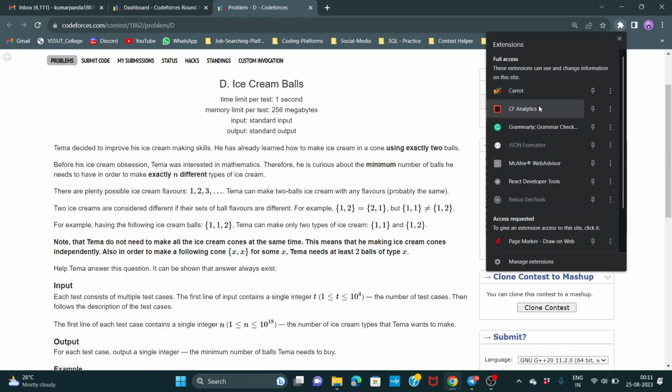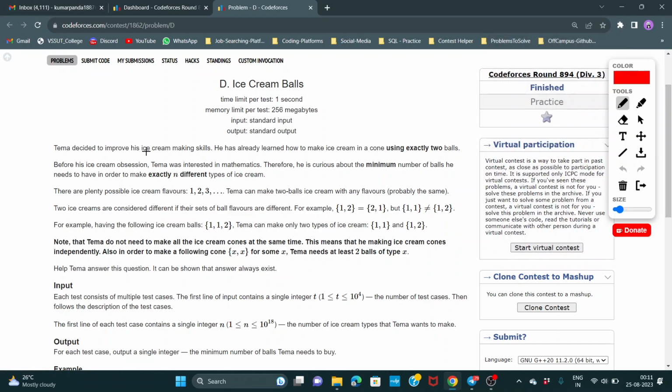So the problem statement is: Tima decided to improve his ice cream making skill, and he has already learned how to make ice cream. To make ice cream you need exactly two balls to make one ice cream. And there is one condition: the balls have different flavors.